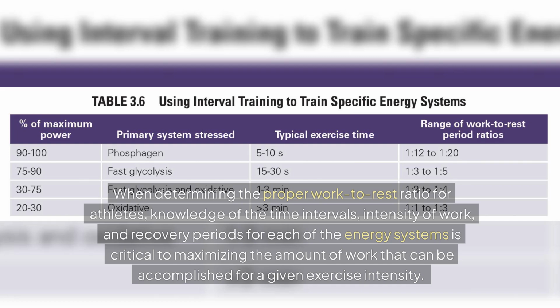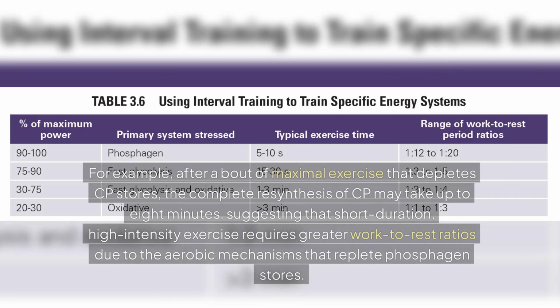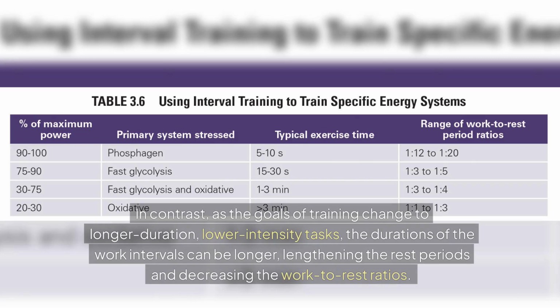For example, after a bout of maximal exercise that depletes CP stores, the complete resynthesis of CP may take up to 8 minutes, suggesting that short duration, high intensity exercise requires greater work-to-rest ratios due to the aerobic mechanisms that replete phosphagen stores. In contrast, as the goals of training change to longer duration, lower intensity tasks, the durations of the work intervals can be longer, lengthening the rest periods and decreasing the work-to-rest ratios.